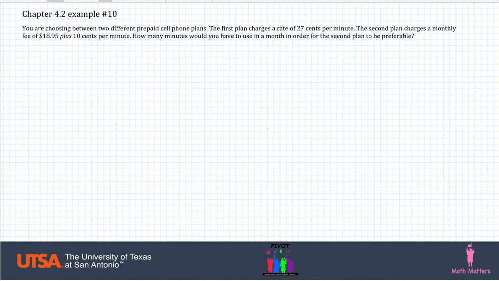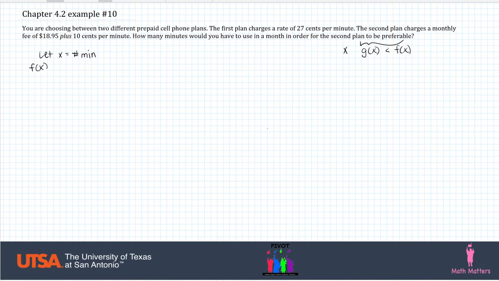So all this means the second plan to be preferable means at what point is the second plan, say g of x, less than f of x. So at what point is the cost less than the first one? So first we let x be the number of minutes used in a month.